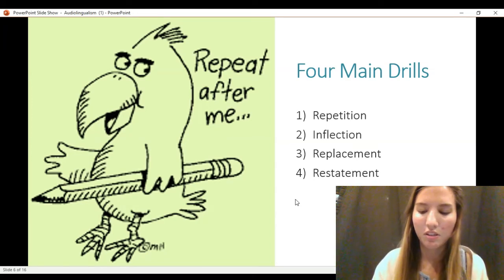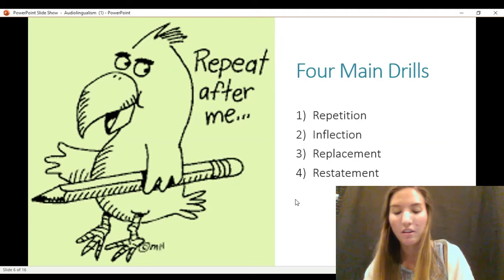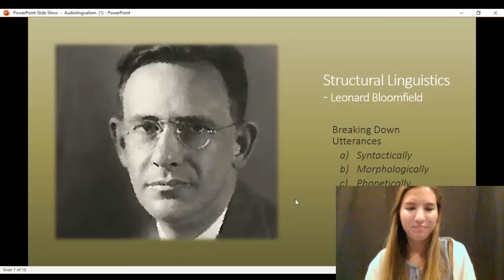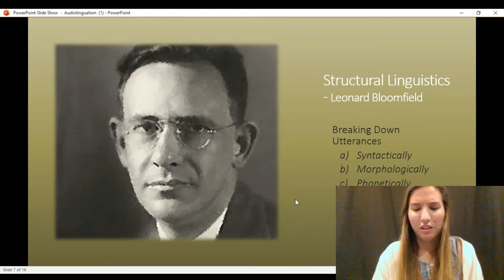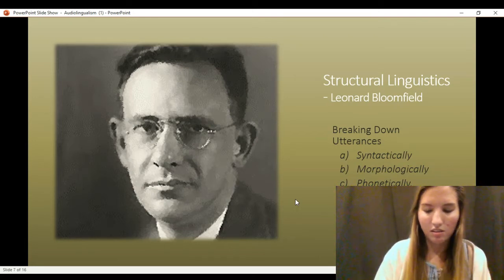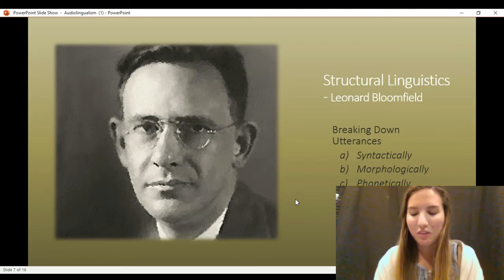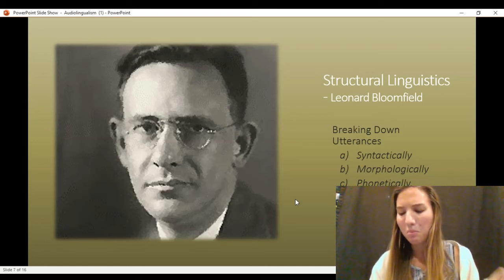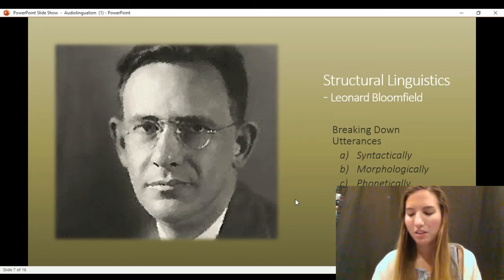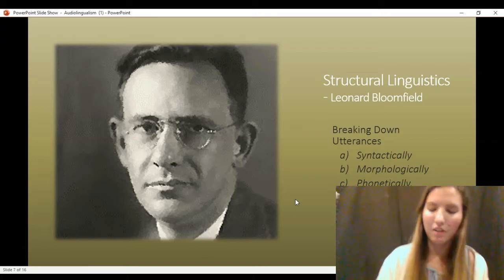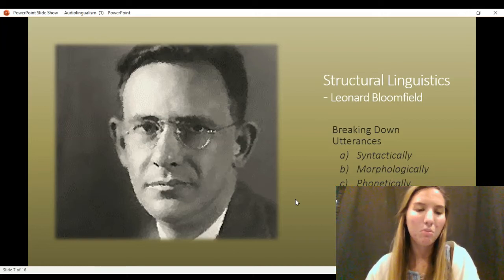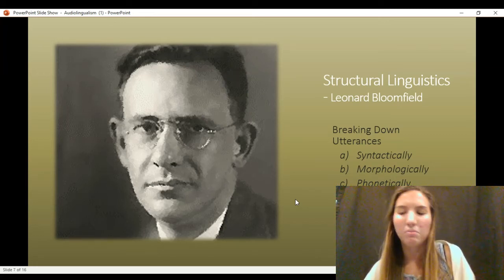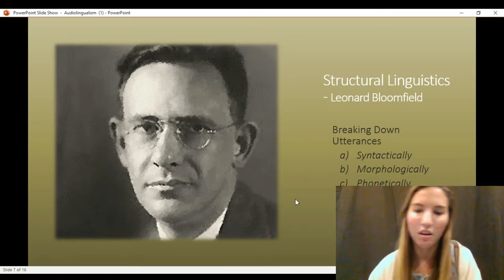This method of teaching was the dominant foreign language teaching method in the United States from about 1947 to 1967. Audiolingualism takes from both structural linguistics and the direct method. Structural linguistics came from Leonard Bloomfield's point of view as an American linguist. It focuses heavily on utterances and breaking the utterance down syntactically, morphologically, and phonetically. While audiolingualism focuses on those aspects, its main focus is on the grammar of utterances.